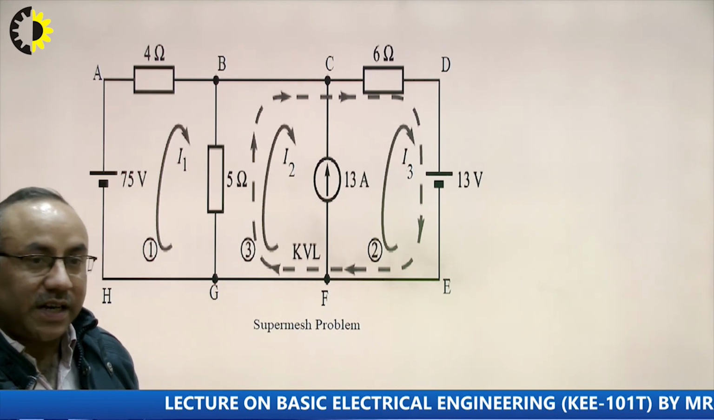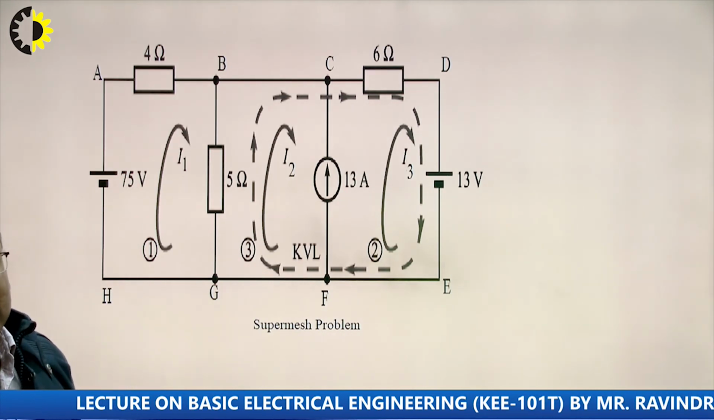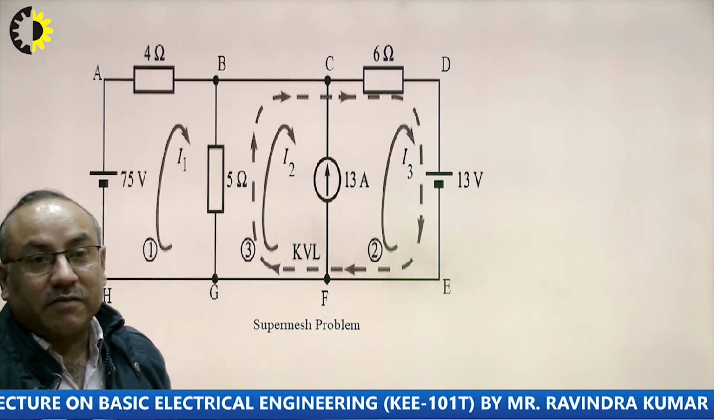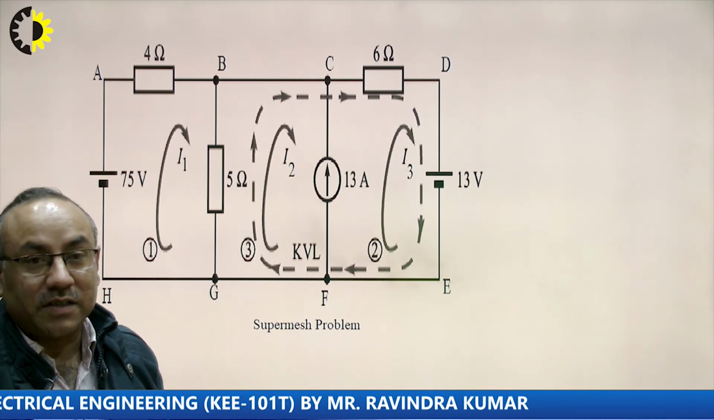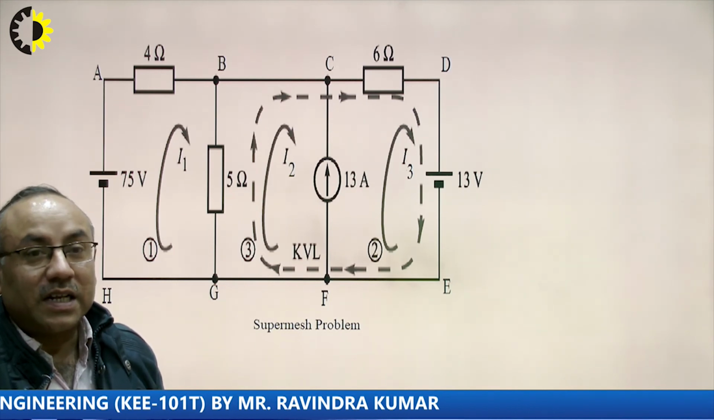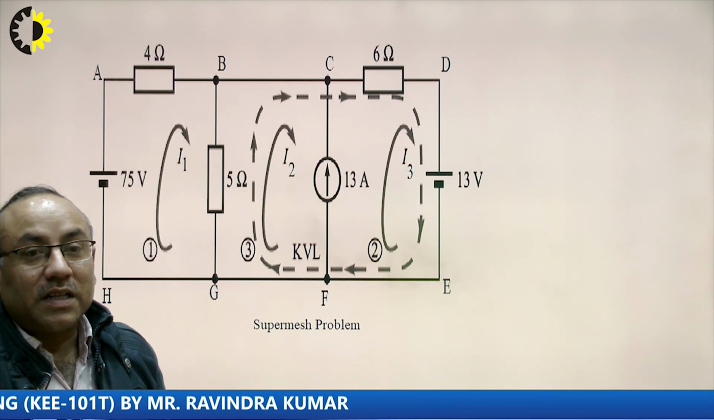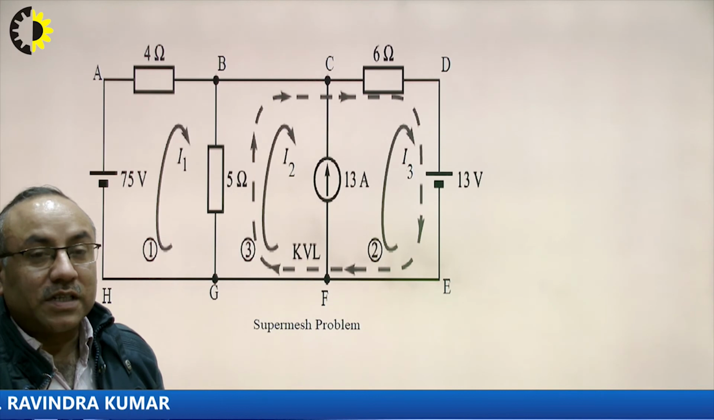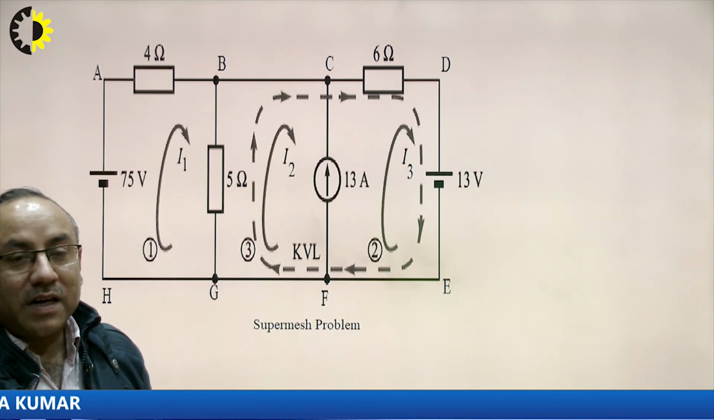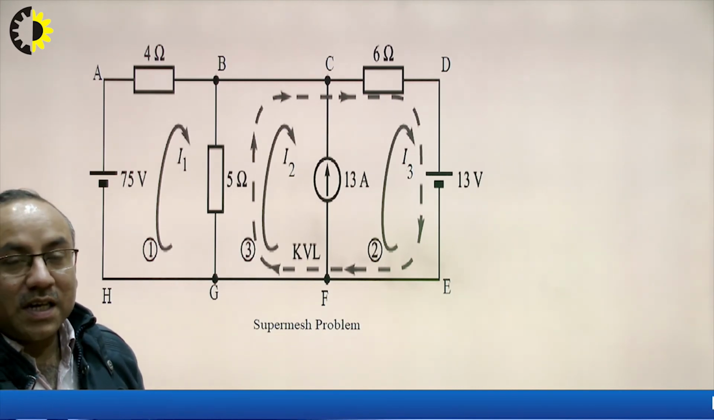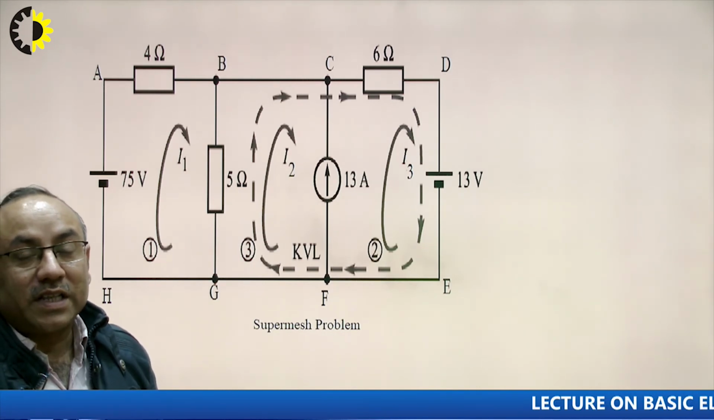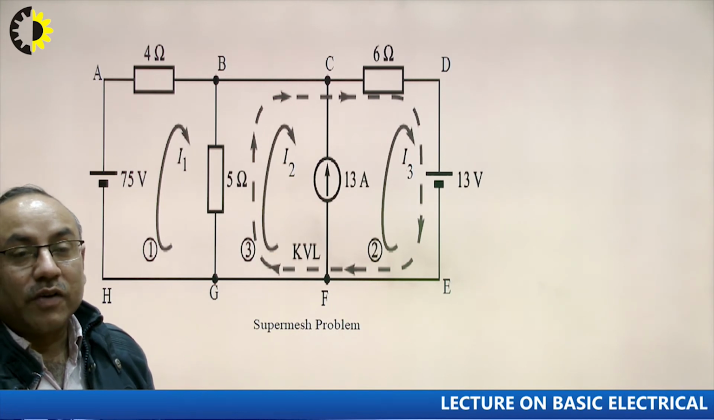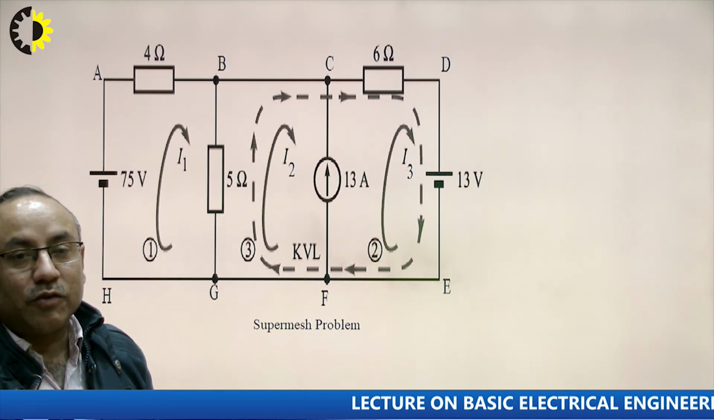But if we see here, in mesh number 2 we cannot directly write the KVL equation, and similarly in mesh number 3 also we cannot directly write the KVL equation. The reason for that is that in the common branch of these 2 meshes there is a current source, and we do not know what the voltage drop across this current source is. So, in this case, since 3 unknowns are there, I1, I2 and I3, 3 equations are required.